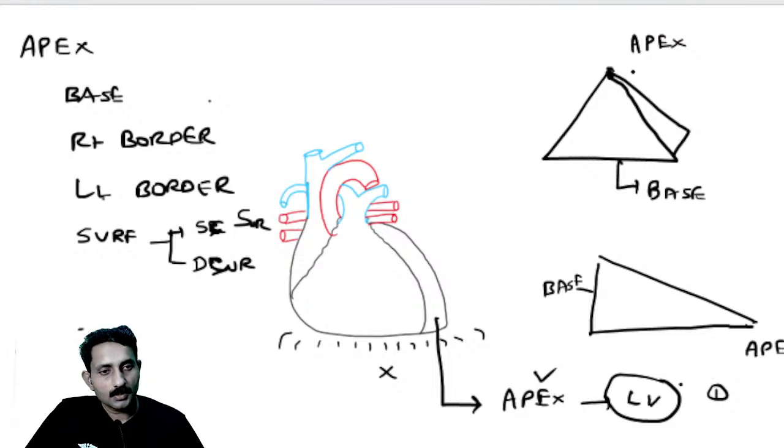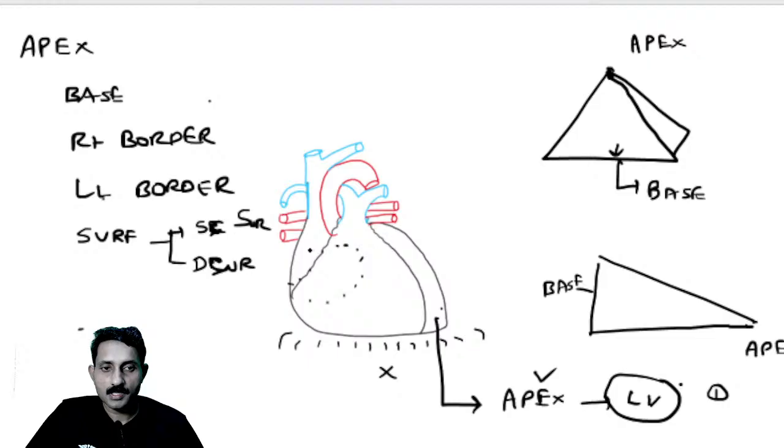Now what I told about this pyramid, the opposite to this is the base. So the apex of the heart is this one. Which will be the base of the heart? The base of the heart is here, on this area. But you are not seeing anything on this area. Why? Because it is usually masked by the greater blood vessels.